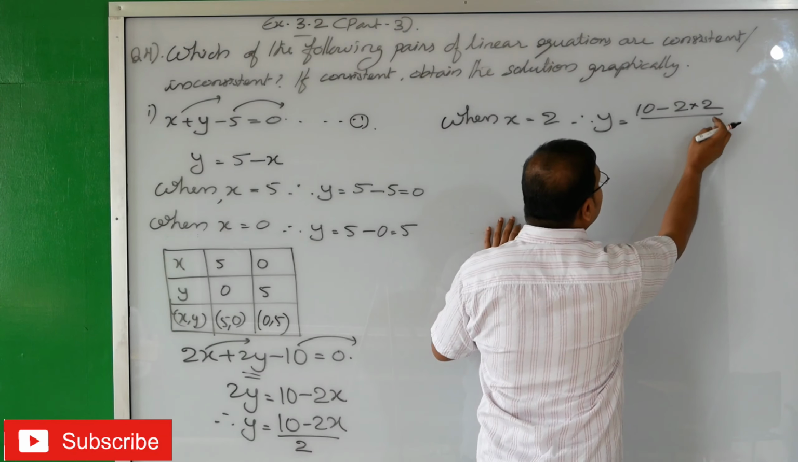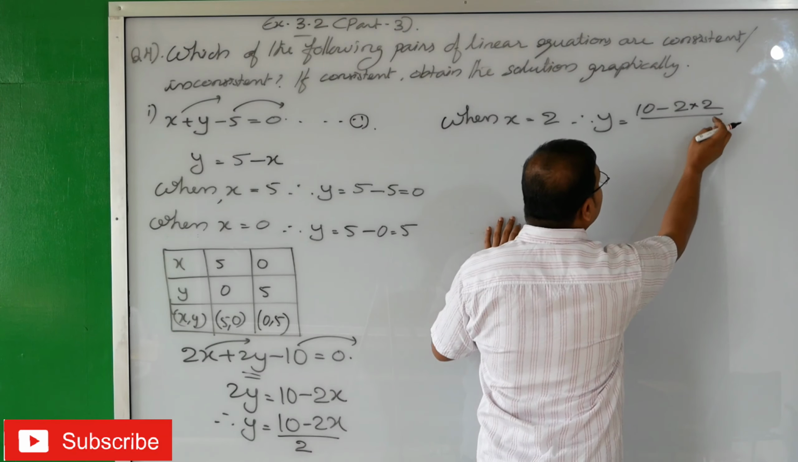Again, when x equals 0. Therefore, y equals 10 minus 2x, divided by 2. In place of x we will write 0. So y equals 10 minus 2 times 0, divided by 2. Any number times 0 is 0. That means y equals 10 minus 0, which is 10, by 2. We can cancel by 2. 2 1s are 2, 2 5s are 10. So the answer is 5.